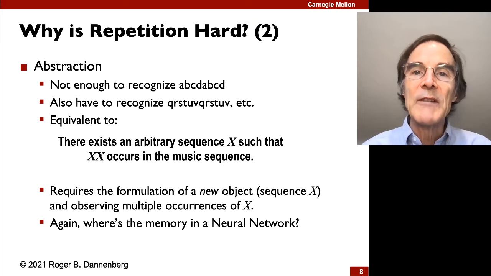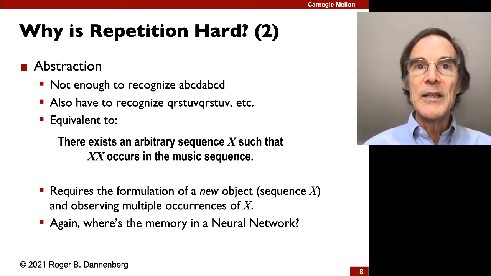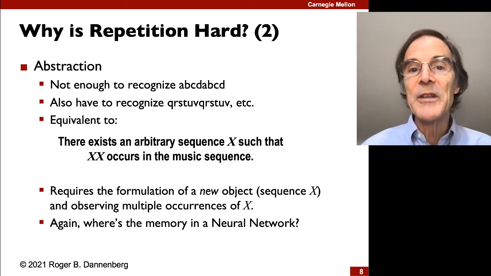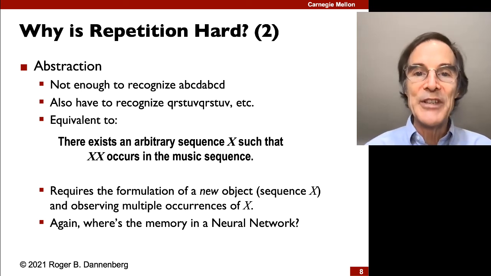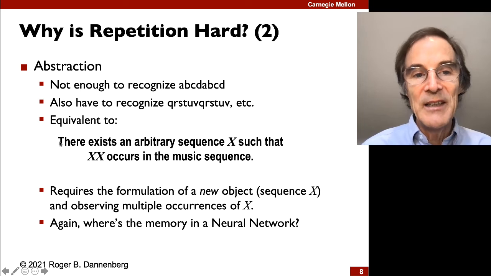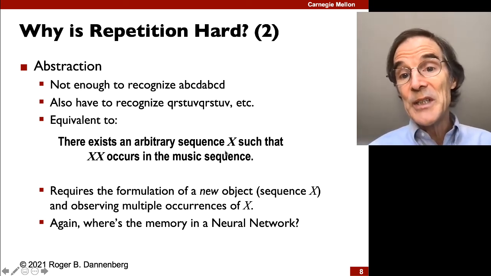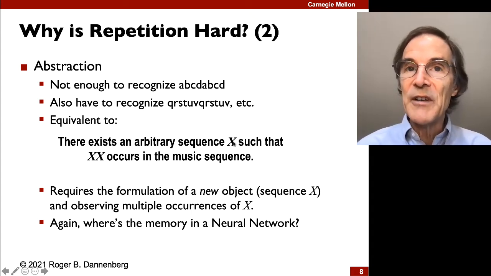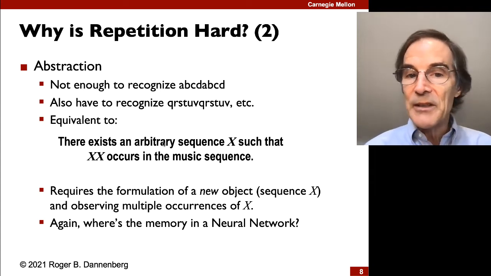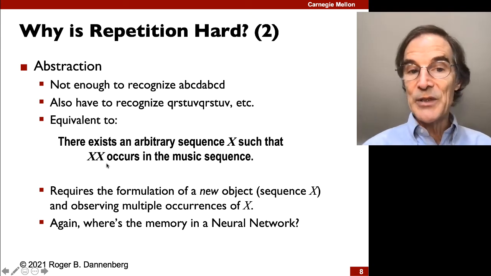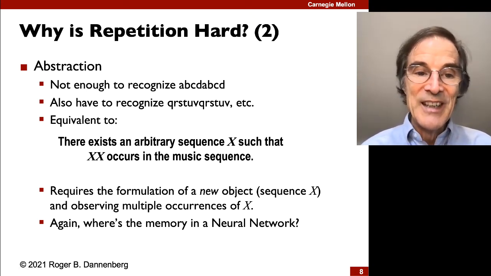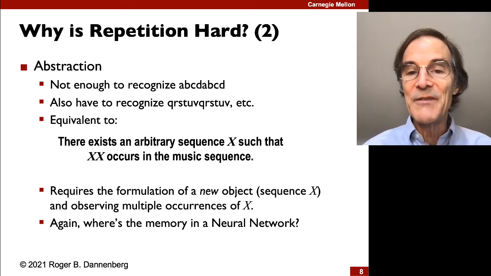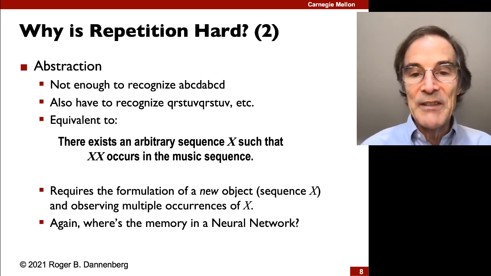A third intuition is that the level of abstraction required to recognize and represent repetition seems to be very difficult for deep networks. It's not enough to recognize one repetition of a particular form. It's necessary to recognize any repetition of any form, and it's equivalent to saying, as I've written in bold here, there exists an arbitrary sequence X such that XX occurs in the music sequence. So it's very hard to even state this without introducing the abstraction of variables and variable bindings and the ability to test for a sequence like XX, which is not even computable by a finite state machine, as we've seen. And so all of this is very deep abstraction. And where's the memory in a neural net to even do the computation?